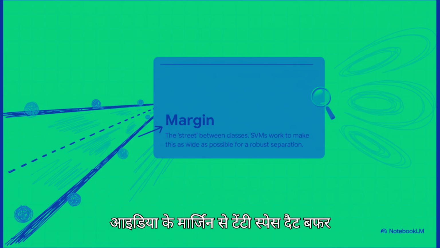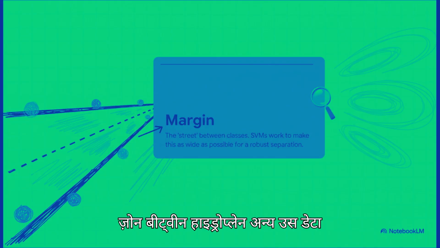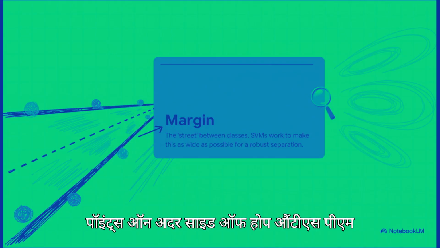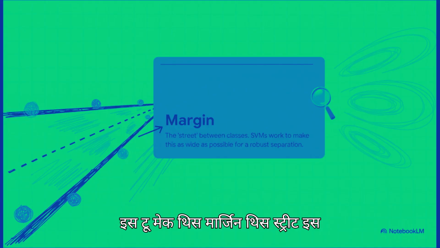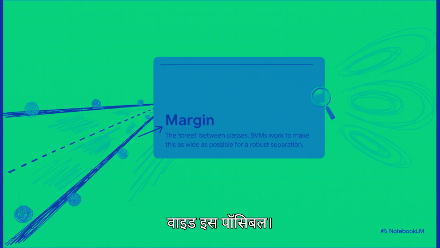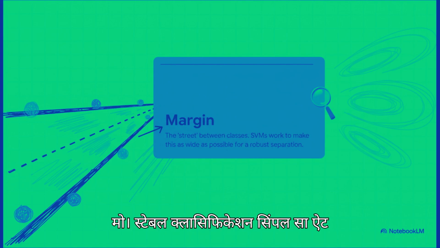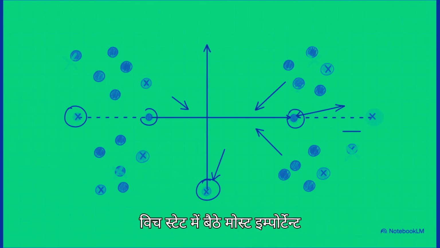Next up is the margin, and this goes right back to our widest street idea. The margin is that empty space, that buffer zone between our hyperplane and the nearest data points on either side. The whole point of the SVM is to make this margin, this street, as wide as possible. A wider margin means a more confident, more stable classification. Simple as that.